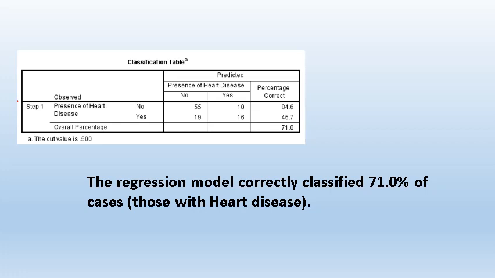And according to the observation, 55 plus 10, that is 65 were not having heart disease. But according to the model, only 10 are predicted as heart disease and 55 are not predicted as heart disease. So, really 65 are not having heart disease and according to prediction 55 are not having heart disease. So, the regression model correctly classified 71% of the cases, those with a heart disease.